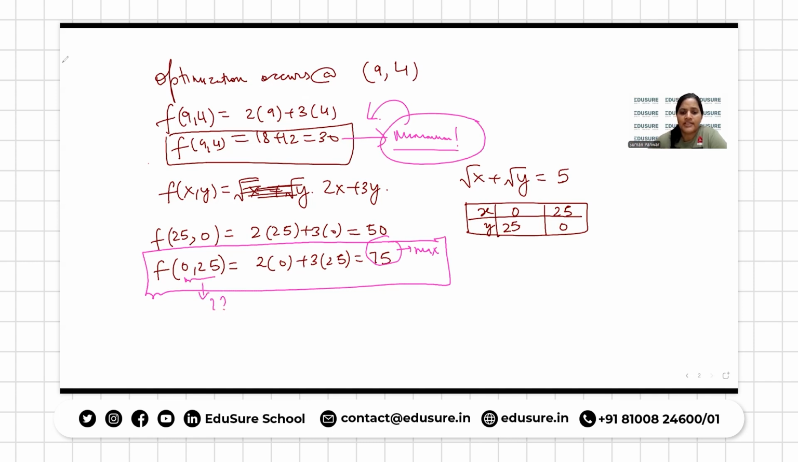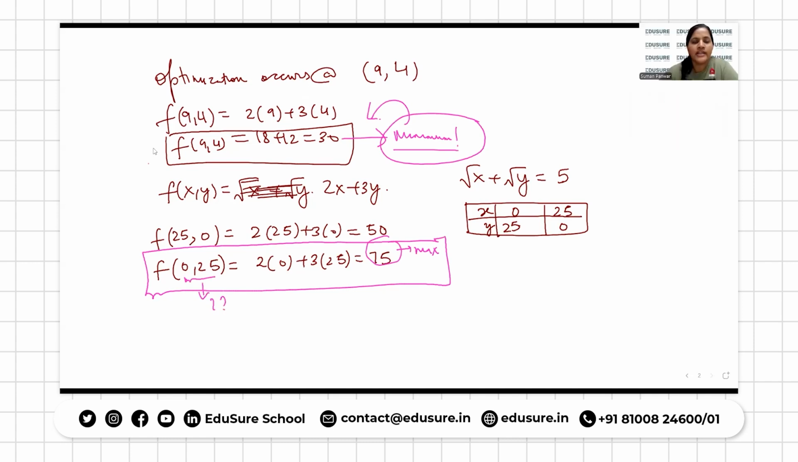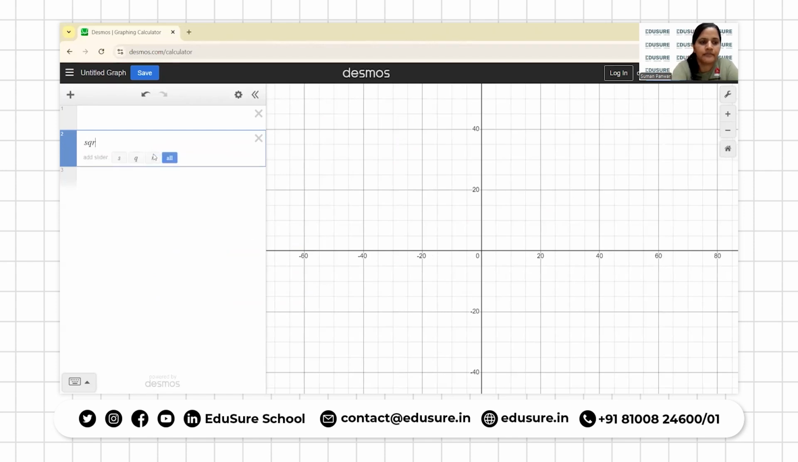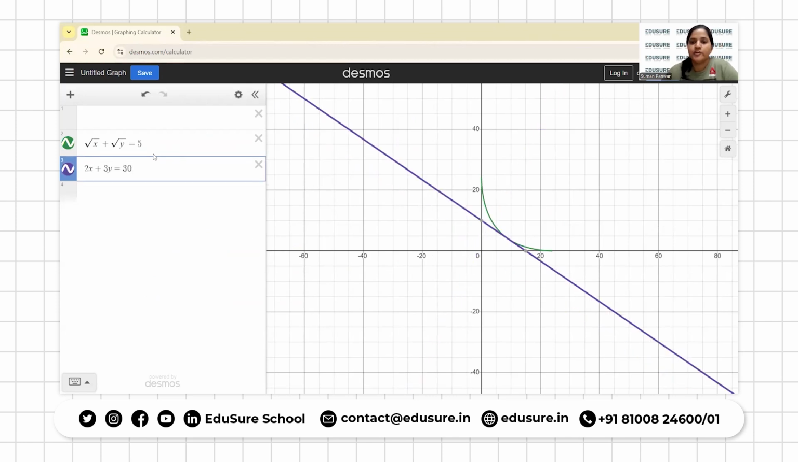Now let us try to see what is happening. Let us see how my graph looks. So this is the graph, and we have 2x plus 3y equals 30. Note that at this particular point, we have a tangent. The tangential point occurs at (9, 4), when we put x equals 9 and y equals 4.